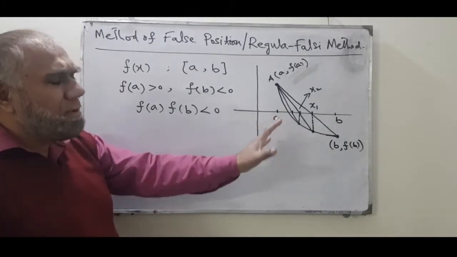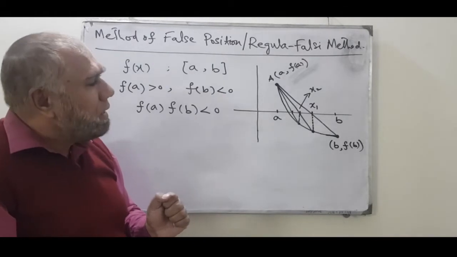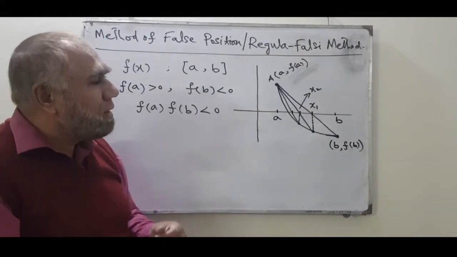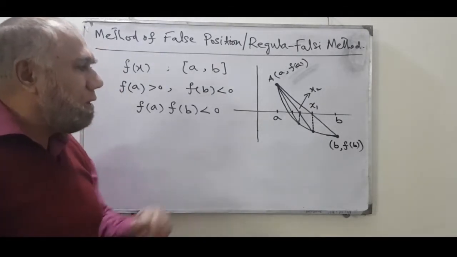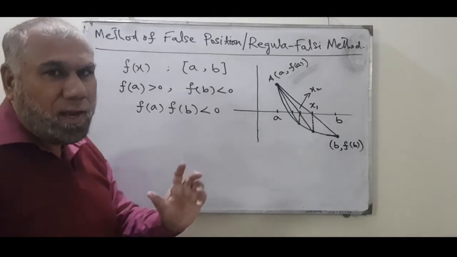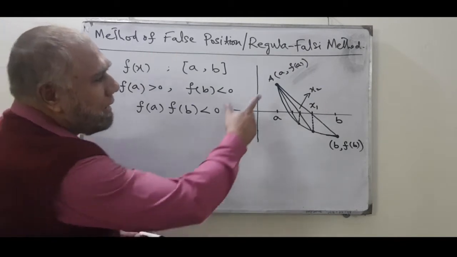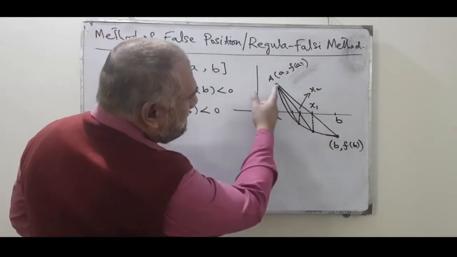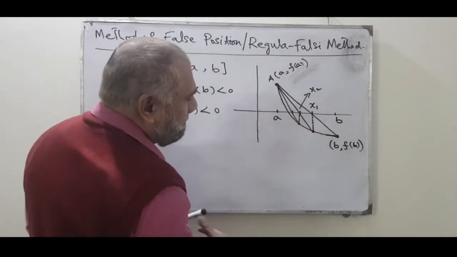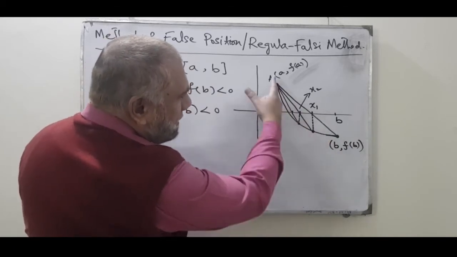So this is the graphical way through which we get the idea how actually the Regula-Falsi method proceeds. Now we have to add some mathematics. In order to add mathematics, I use the first line, the line joining the points A and B. Here, this is the line I'm talking about.